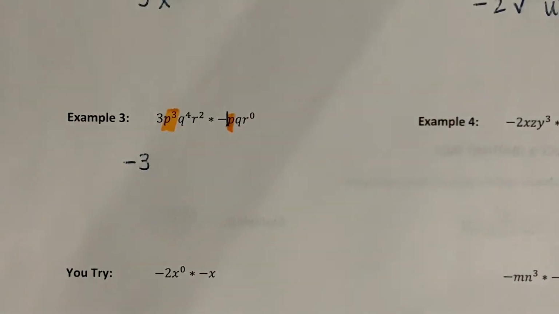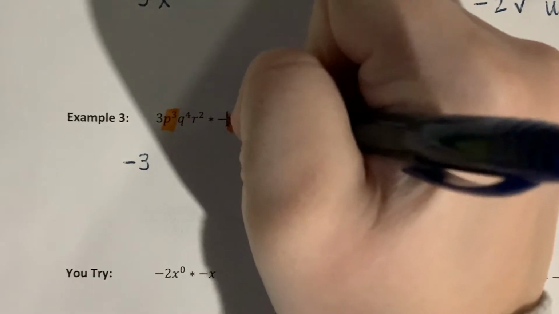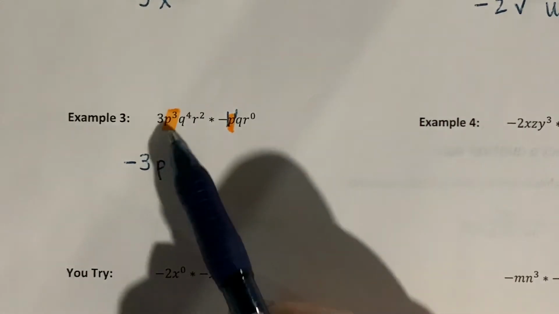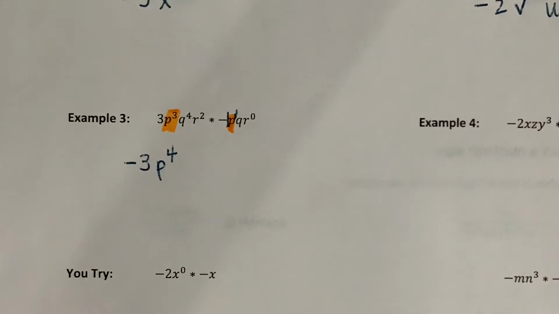If you just have a variable, that's like saying p to the first power. So I will keep my base as p. P to the third times p to the first. I'm going to add the exponents. 3 plus 1. So I'll have p to the fourth power. I can move on to my next term.